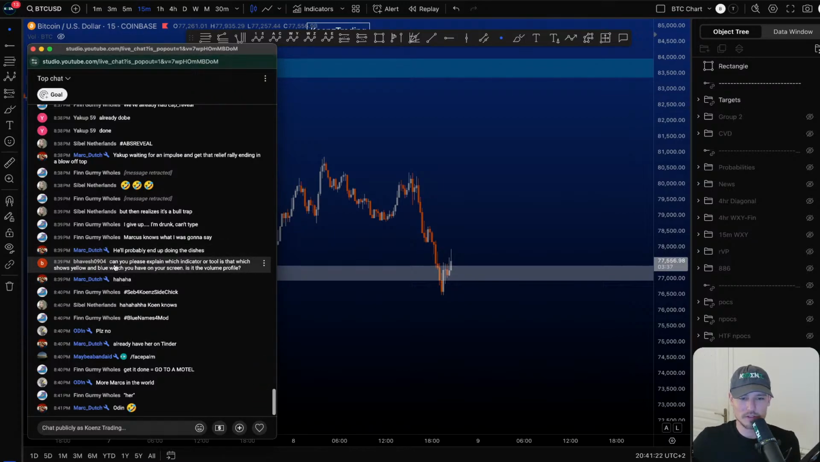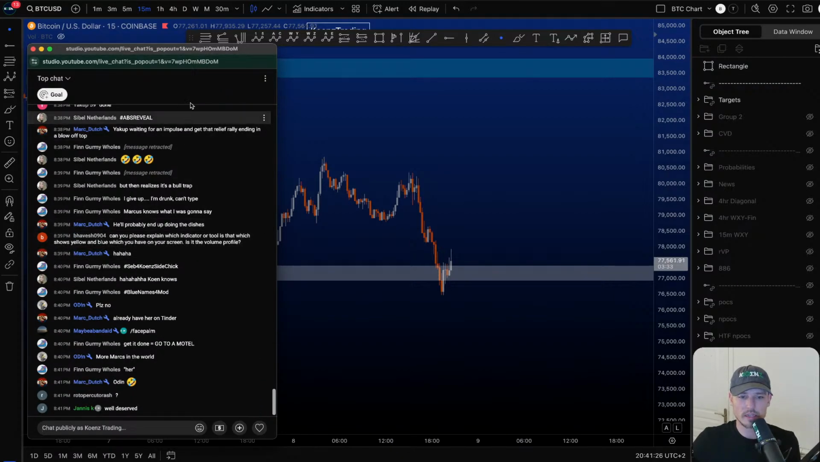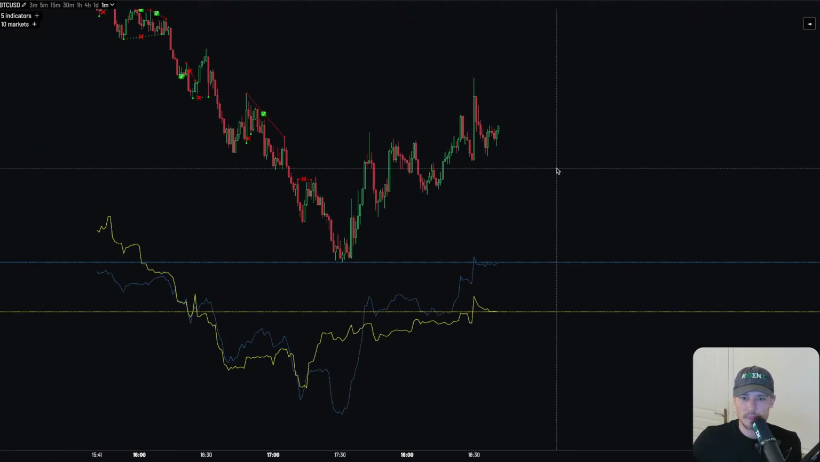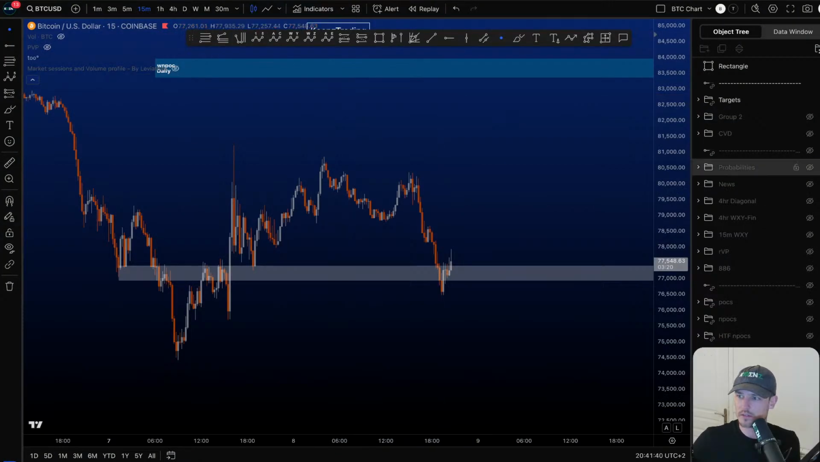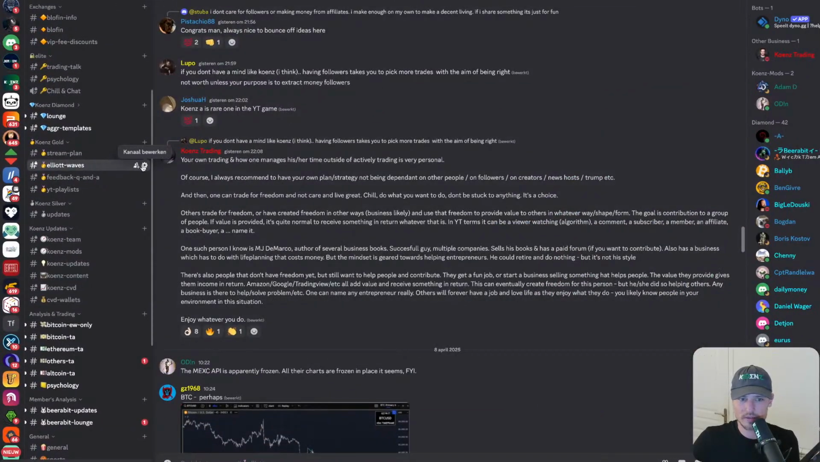Yeah. Bavish, can you please explain which indicator or tool that is, the yellow, blue one? That is called CVD. So this window is the website AGGR. So let me explain a little bit. So the indicator is called CVD. It's for free. It's public.